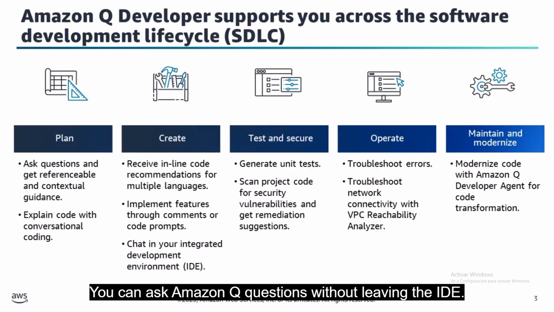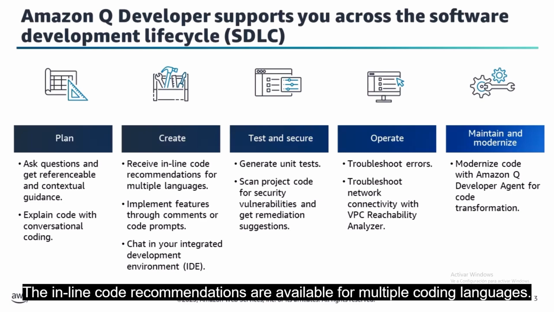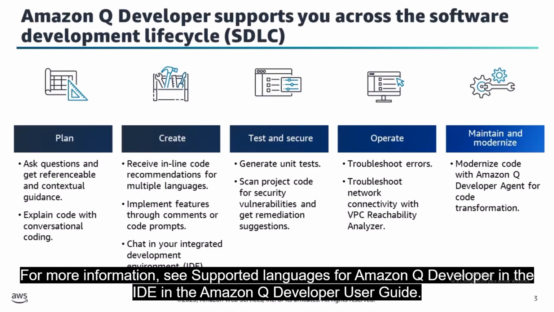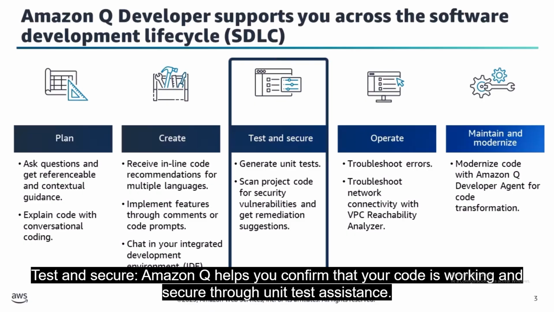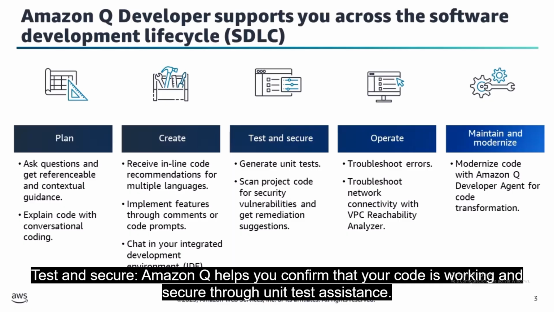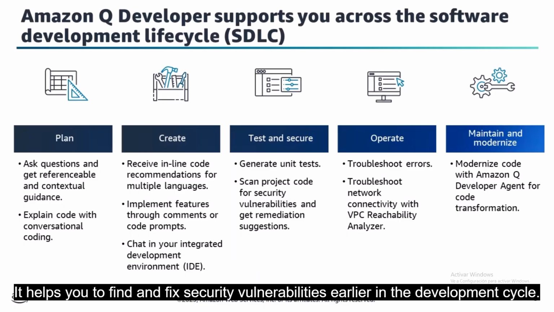You can ask Amazon Q questions without leaving the IDE. The inline code recommendations are available for multiple coding languages. For more information, see supported languages for Amazon Q Developer in the IDE in the Amazon Q Developer User Guide. Test and secure. Amazon Q helps you confirm that your code is working and secure through unit test assistance. It helps you to find and fix security vulnerabilities earlier in the development cycle.